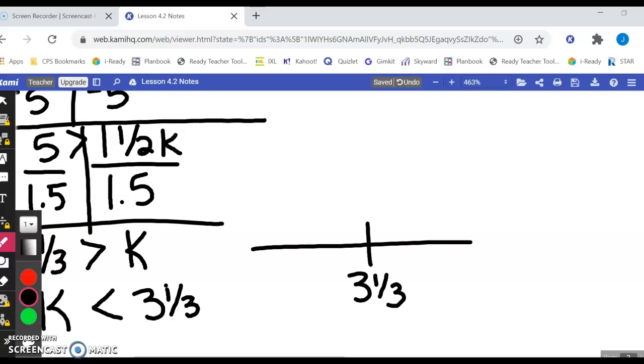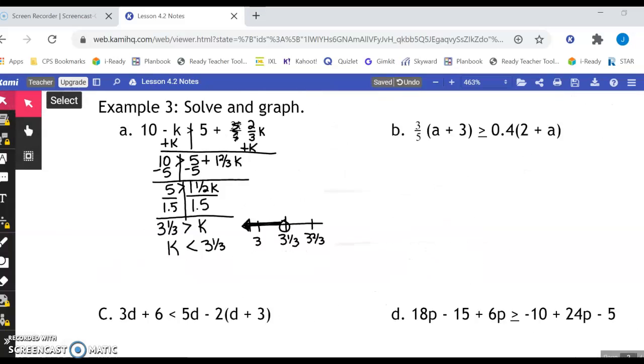So 3 1/3, this would be 3, this would be 3 2/3. It's not equal to, and k is less than this, so we're going to shade in this direction, so the left for the smaller numbers.